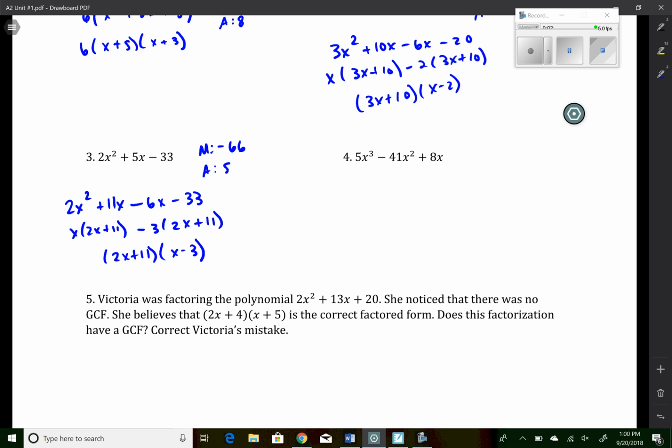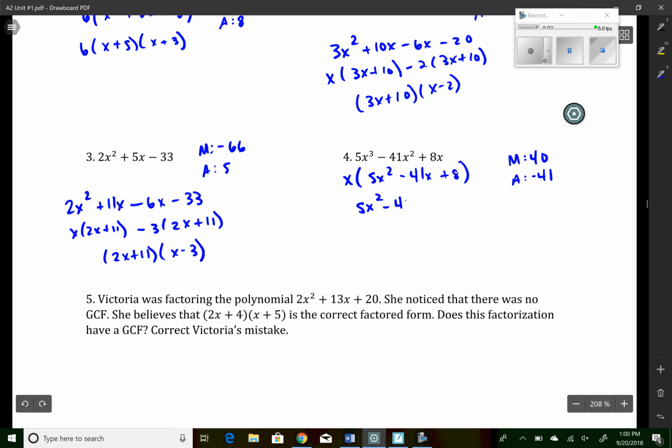Next one has a GCF of x, leaving us with 5x squared minus 41x plus 8. Again, AC method here, so what multiplies to make 40, but adds to make negative 41? So that would be negative 40 and negative 1. So now I can break apart this part here, 5x squared minus 40x minus x plus 8. That's all in a parenthesis with x on the outside. GCF here is 5x, giving us x minus 8.